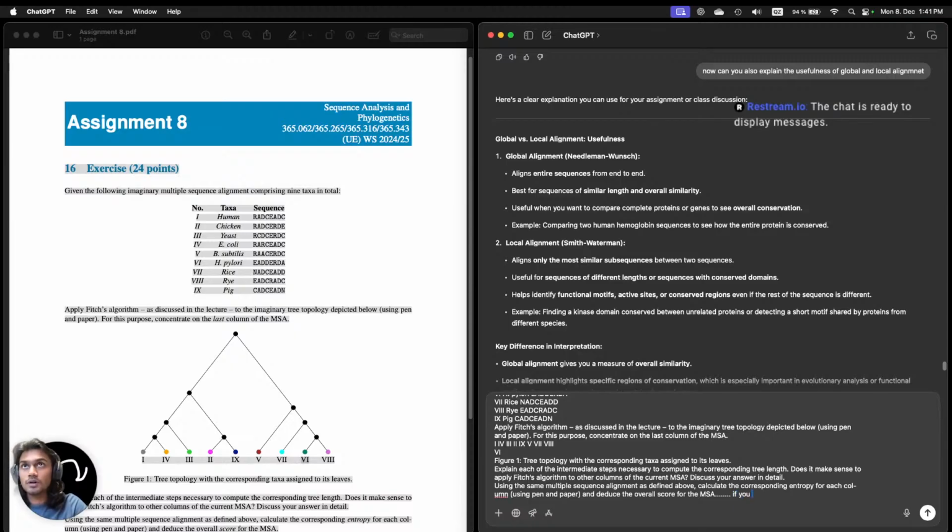If you want, I can explain to you the topology of figure 1.